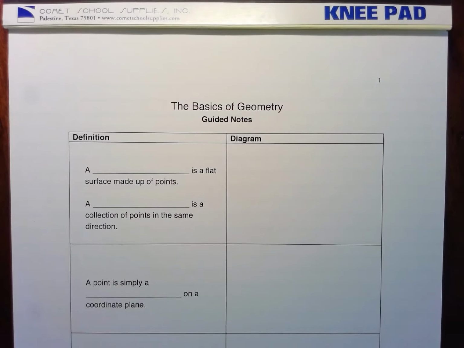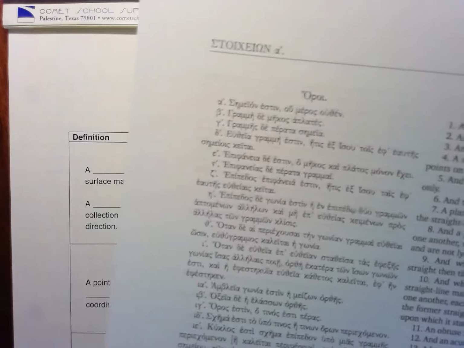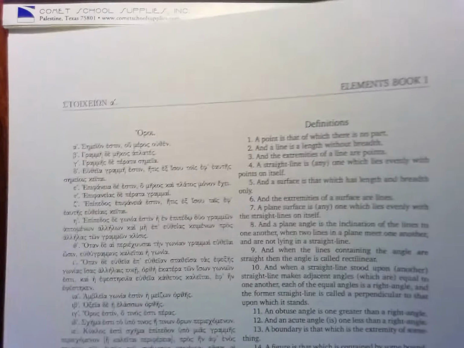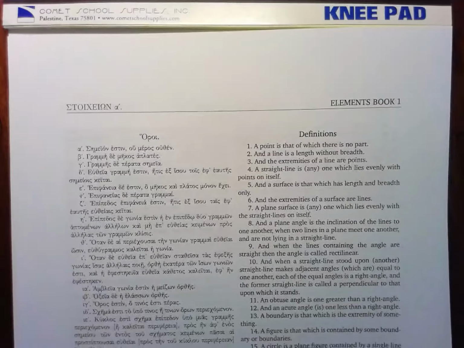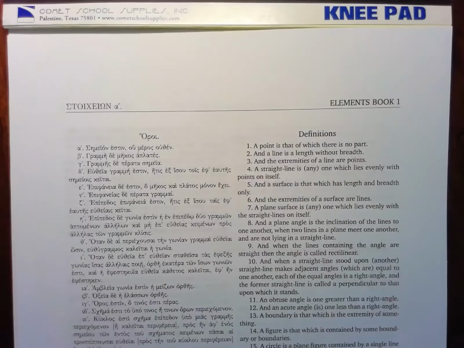So we're going to talk about the basics of geometry, and I want to start by looking at a very old textbook from Greece, and I have it right here in Greek and English side by side. This is the book Elements by Euclid, and that is E-U-C-L-I-D.